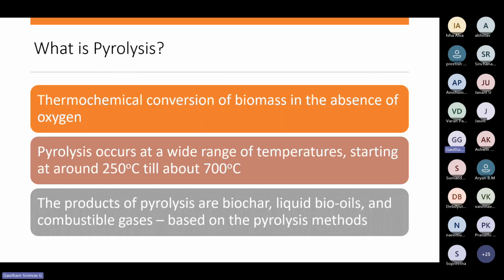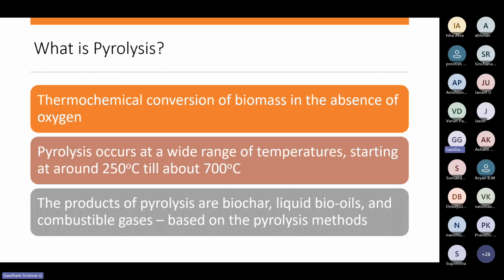So now we come to pyrolysis. What is pyrolysis? We already spoke about this at length. It's the thermochemical conversion of biomass in the absence of oxygen. Pyrolysis occurs at a wide range of temperatures, starting from torrefaction at 250 degrees Celsius. So torrefaction is also a form of pyrolysis, and it goes to about 700 degrees Celsius.